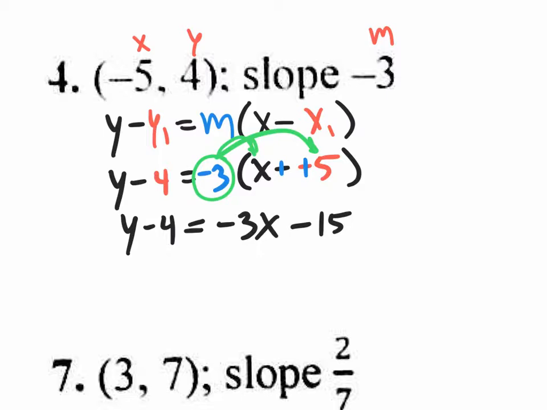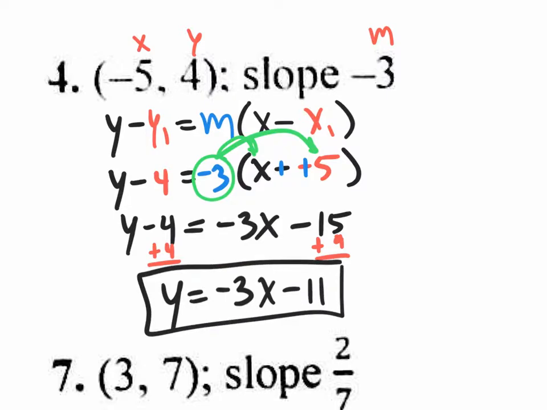It's almost in slope-intercept form. All you have to do is get rid of that -4. Adding 4 there, adding 4 over here. So your slope-intercept form equation is y equals -3x minus 11. Check the back, please. Is that right? Easy, right?